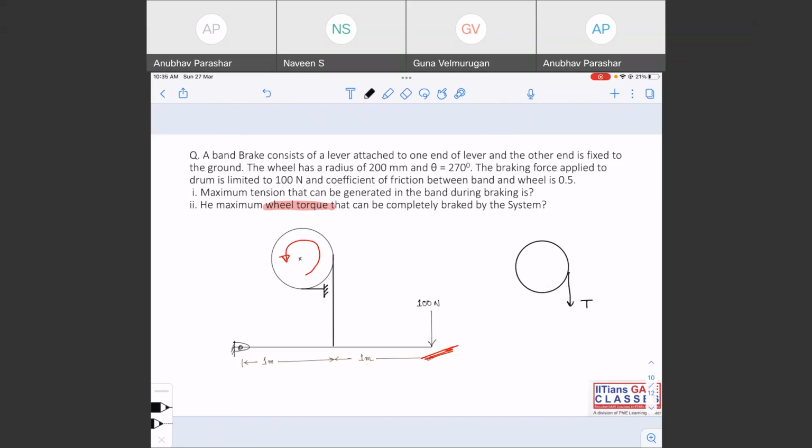Right, first you have to find out T1, then you have to proceed on to find out T2, then you'll be able to find out. Right, the first question is the maximum tension that can be generated. Let us first write down what is the data given.